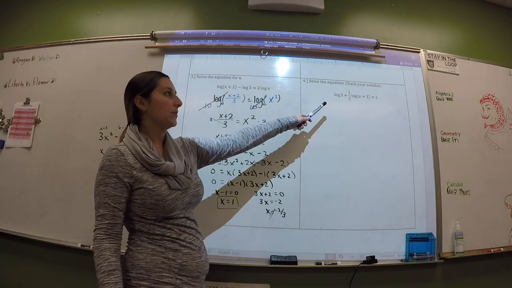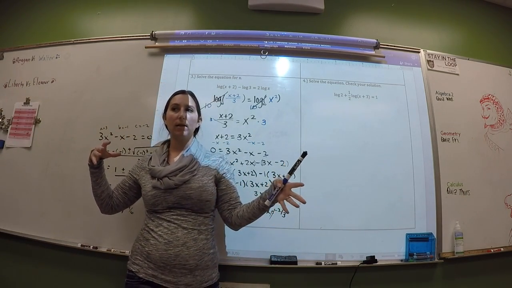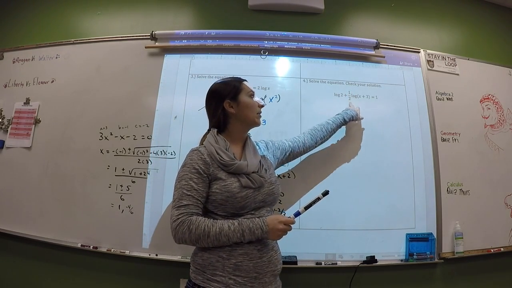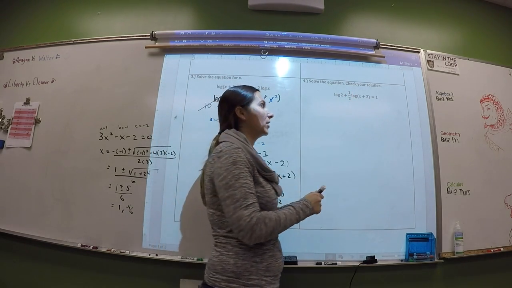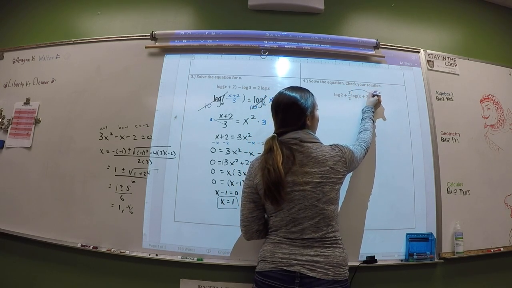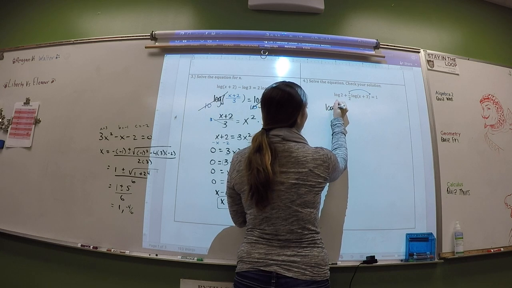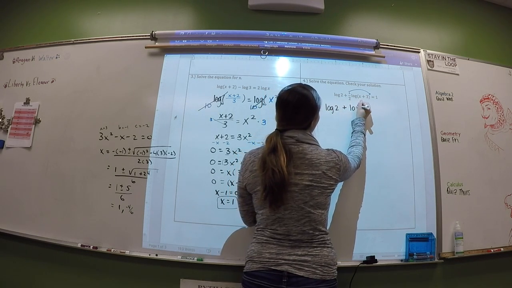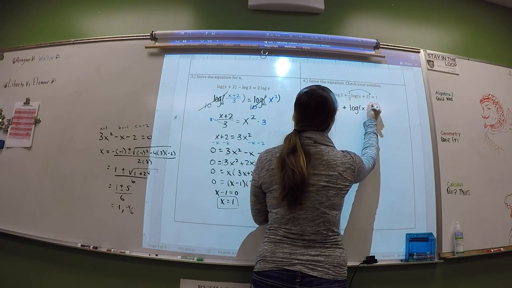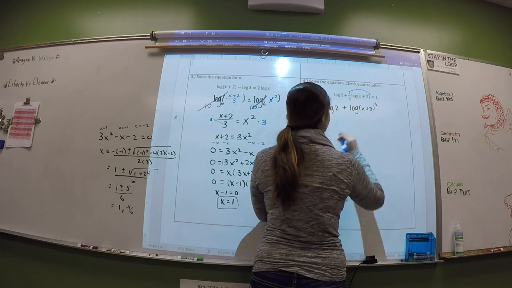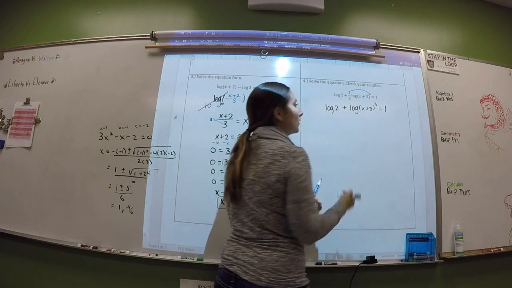Okay, so we're going to start this one the same way. We're going to try to condense. Now, we would just start with the plus sign, but since there's this number here next to the logarithm, I need to turn that into an exponent first. So I have log of 2 plus log of x plus 3 to the 1/2 power equals 1.